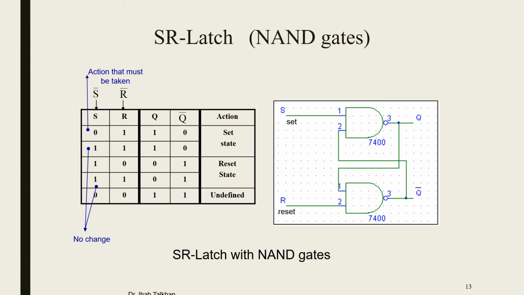But actually this is not acceptable again, because you cannot have a device where, when you are using a NOR gate, you say we have S and R, and when you are using a NAND gate, you say I have S bar and R bar. You cannot use different names for the same configuration. So this is what we're gonna solve and resolve in the next slides.